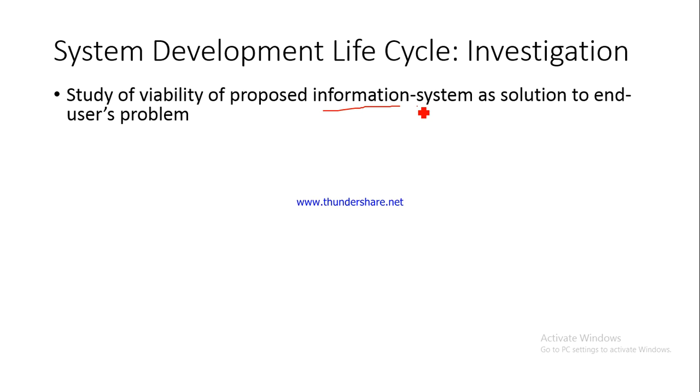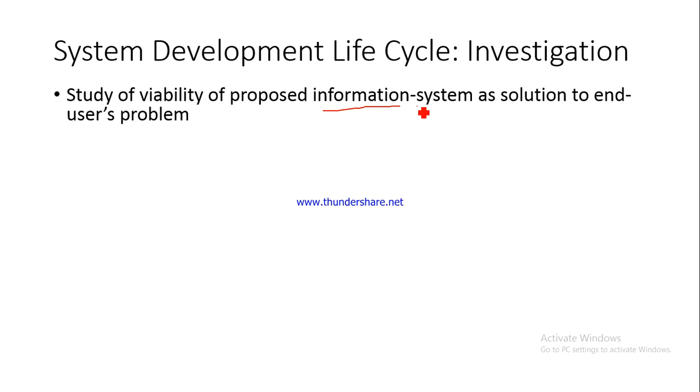Now, whatever new system we are planning, we have to find out first of all how viable it is, how workable it is, how practical it is, whether it is going to serve the organization objectives or not, whether the organization has resources or not to implement that particular system, and whether that particular system is going to be adopted by the employees or the users in the organization. So all this is to be actually investigated in this particular phase, right?